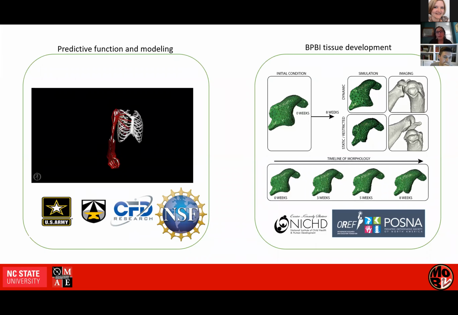So today, though, I'd like to focus on two main areas that we work on in our lab, predictive function and modeling, and brachial plexus tissue development, which I will define all those terms in a little bit.